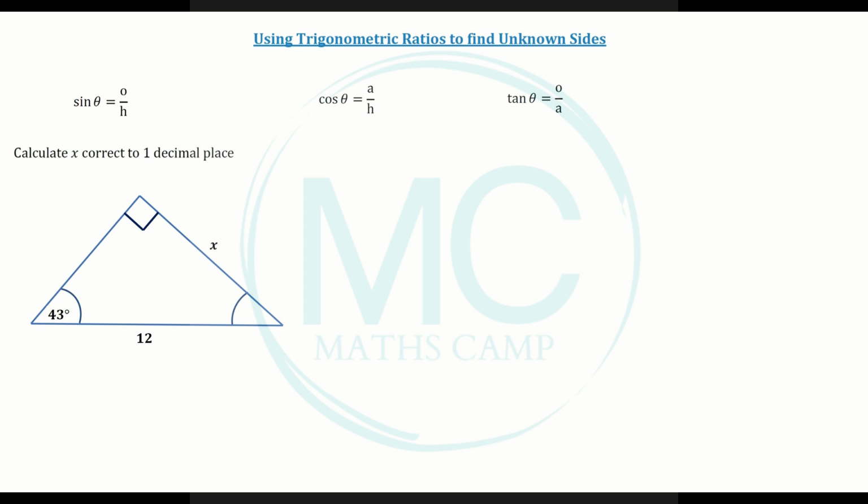Calculate x correct to one decimal place. The first thing we need to do is find the hypotenuse. So let's draw a line from the 90-degree angle to the opposite side of the triangle. This is our hypotenuse, which is 12 units long. So we can make a note of this up here, and we can say h is equal to 12.